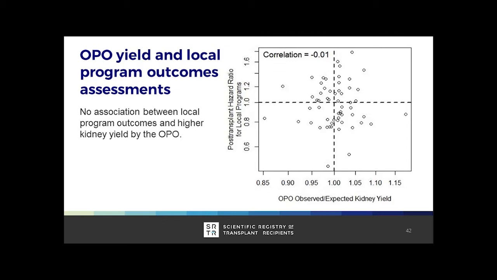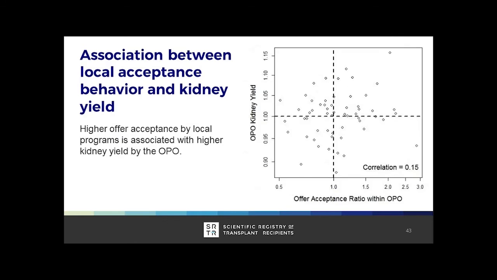Right? We are adjusting on the donor side for the quality of those donors. And then again, on the post-transplant side, we make the best adjustments we can for the donor quality as well as the recipient factors. So we don't see a correlation between the OPO performance metrics and the performance metrics of the local programs.